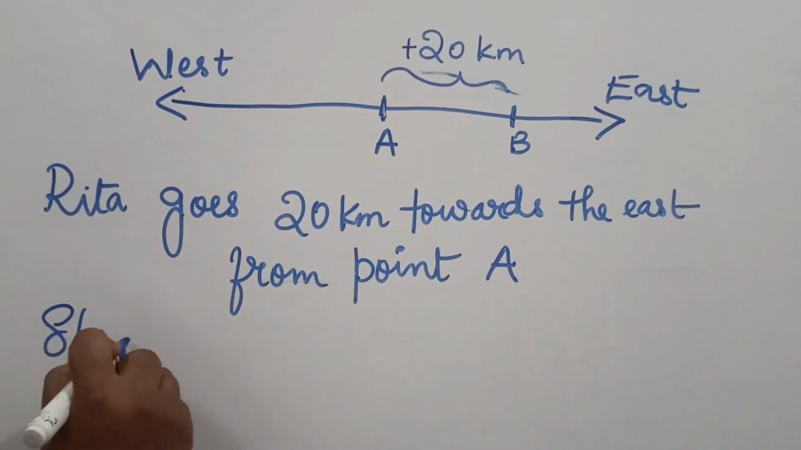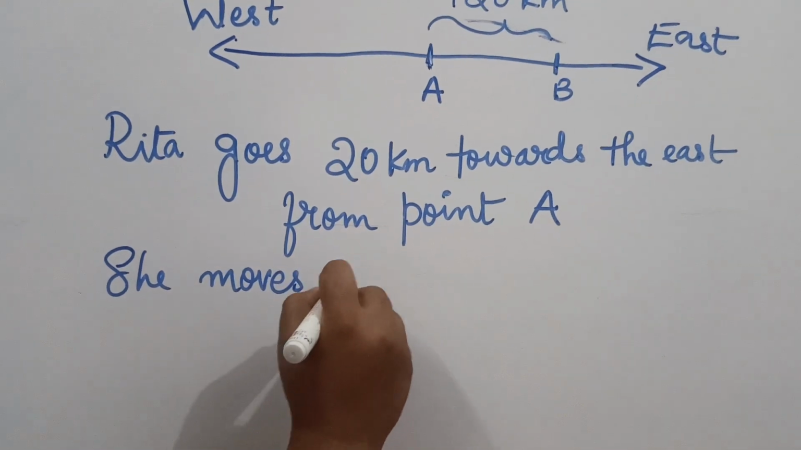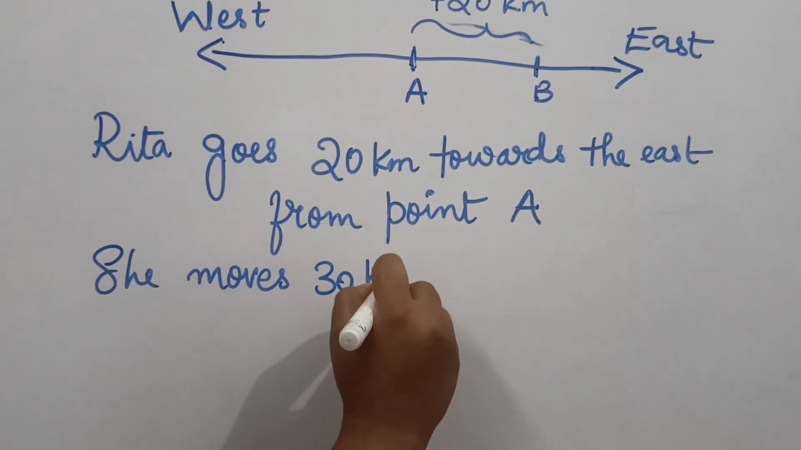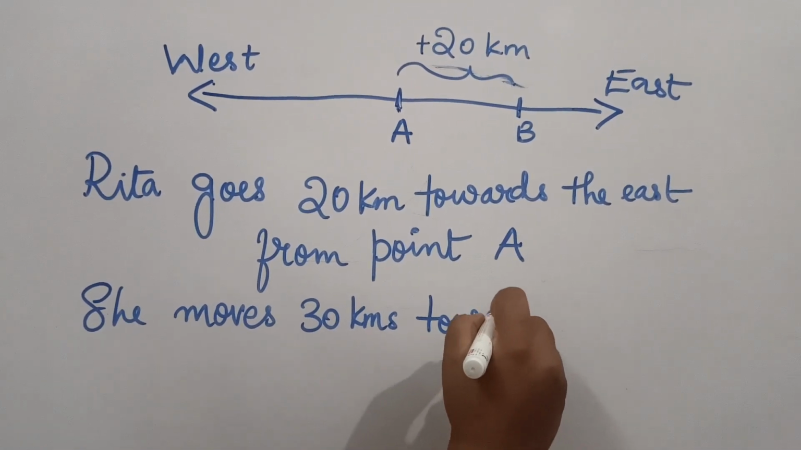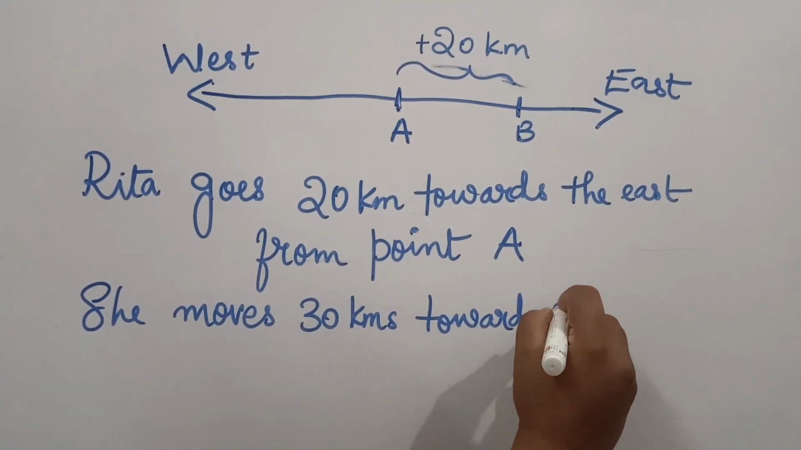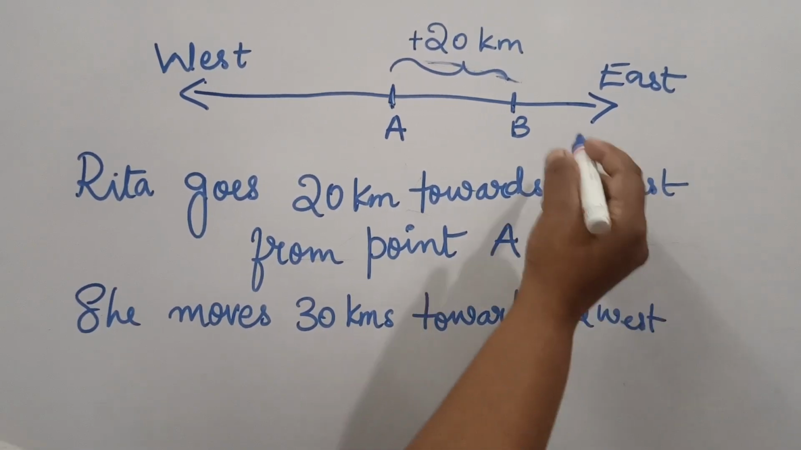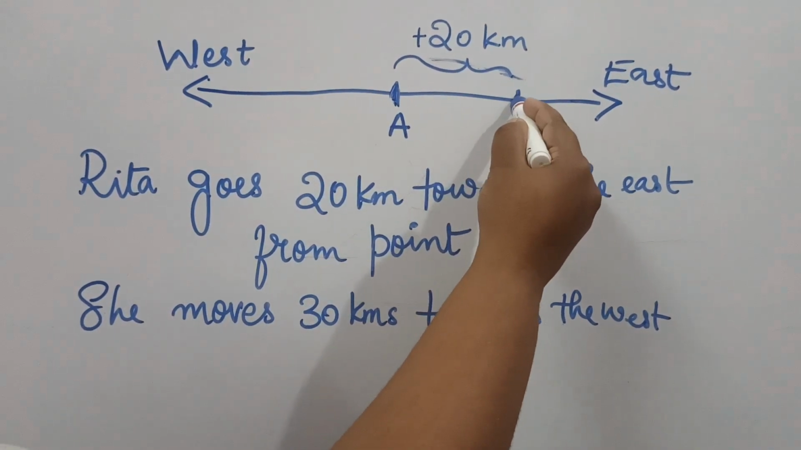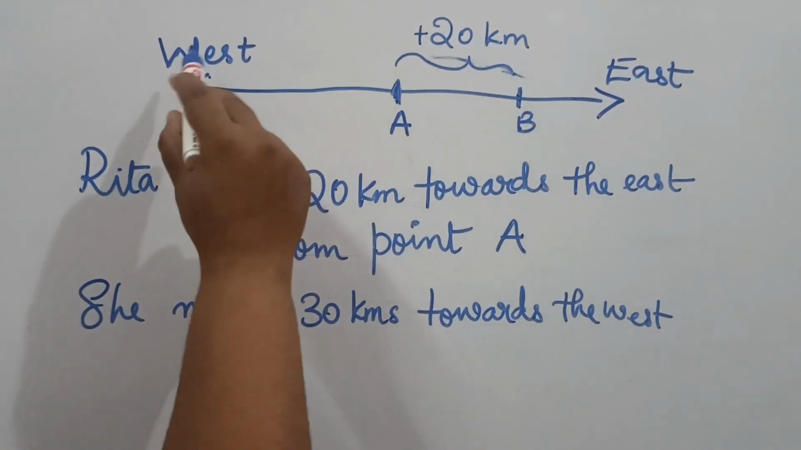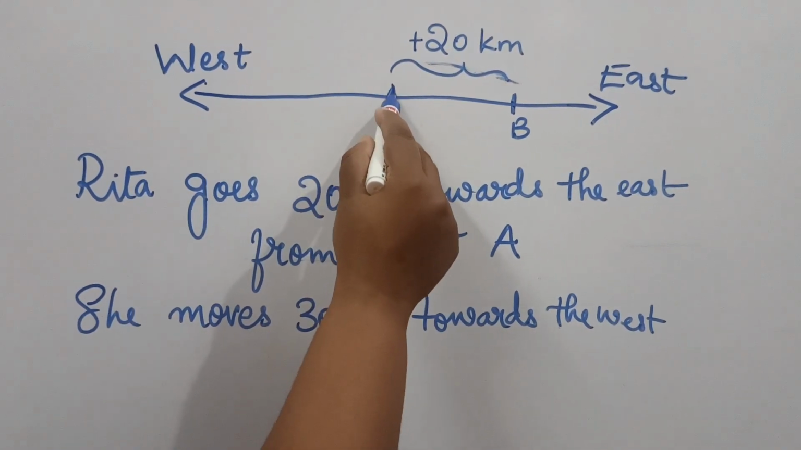She moves 30 kilometers towards the west. From where? Along the same road. Okay, from here she reached here, and from here she moves west. West is here, so she comes back 30 kilometers. So this is your midpoint.